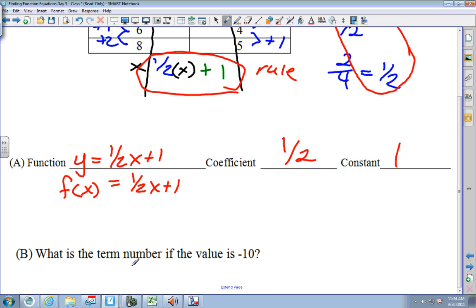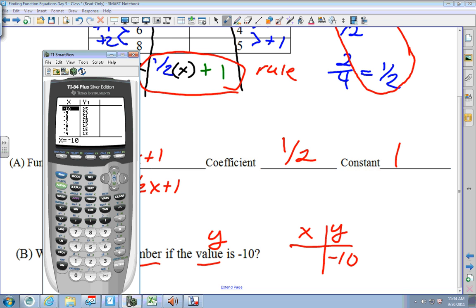Next it says, what is the term number? What is the x when the value is negative 10? So now go in the calculator and look and see where the value is. Have I put it in there? I don't think I did. All right, so I've got 1/2 x plus 1. And I press second graph. Look and see where it's negative 10. And I'm looking where the y is, right there. The x number is negative 22.